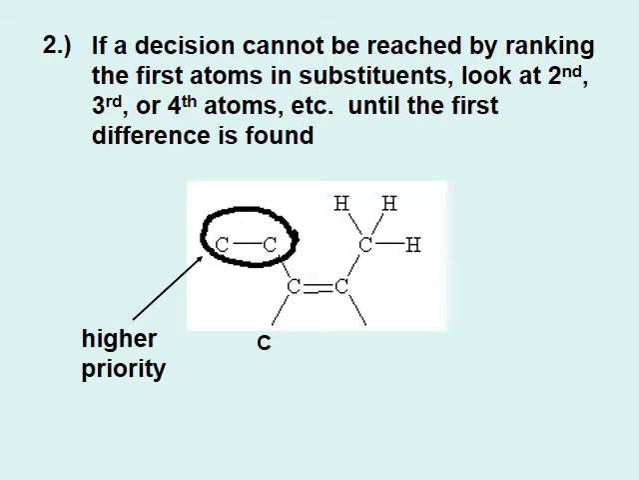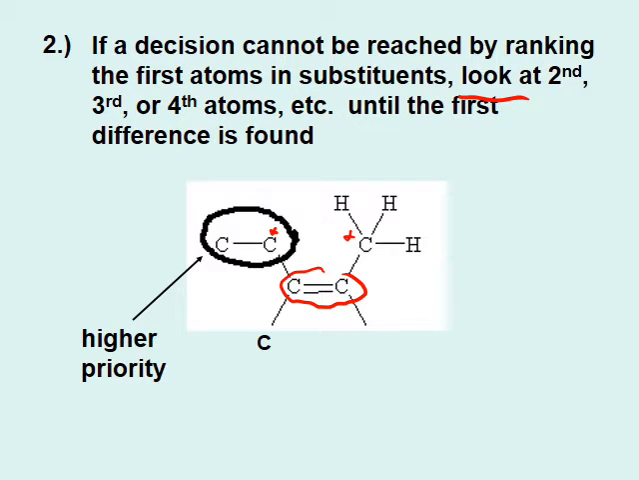Often you can't make a decision based on the first atom that is directly bonded to the carbon-carbon double bond. Like in this case, this is directly bonded to carbon here, and this is also directly bonded to this carbon here. That means I can't make a decision about priority based on these bonded atoms. So the rule is, if you can't make a decision, then you need to look for the second, third, or fourth atoms until the first difference is found.